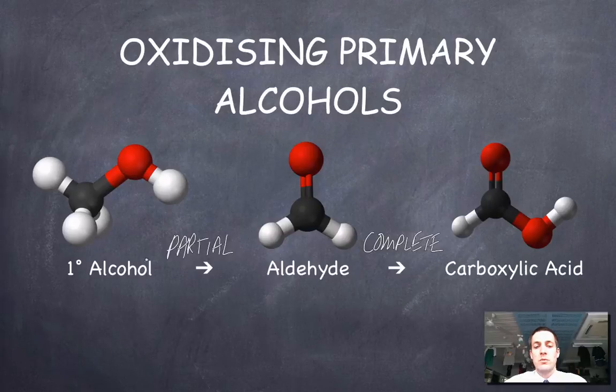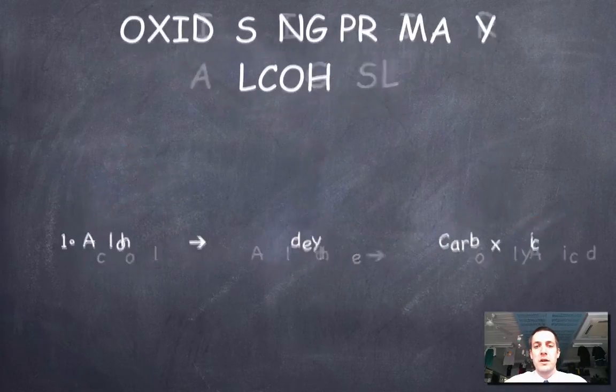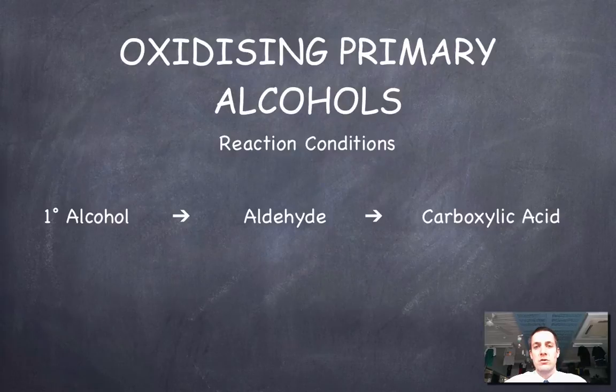So that suggests I would be able to turn an alcohol all the way into a carboxylic acid if I oxidized it completely. Okay, so that's an important thing to remember, that if you take a primary alcohol, you'll turn it into an aldehyde or a carboxylic acid. But it very much depends on the conditions that you use.